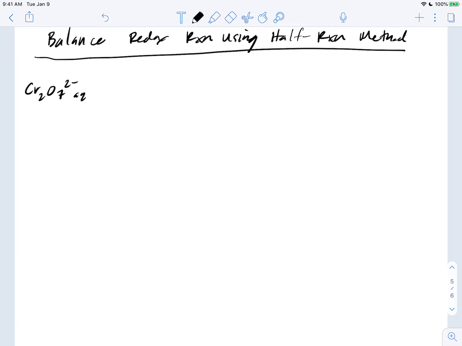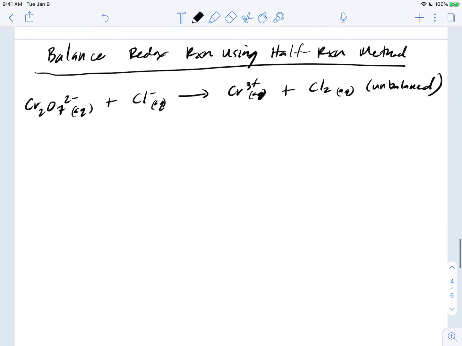Cr2O7 2 minus aqueous plus Cl minus aqueous goes to form chromium 3 plus aqueous plus Cl2 aqueous. So this is unbalanced. And we can see just by looking at the charge, we are balanced for charge because we have a -2 and a -3 on the reactant side and a +3, but not for mass. We see here that we have no oxygens on the product side, and so we're going to have to account for that, but we're going to do it in a very systematic way. What we first need to do is assign oxidation numbers and figure out what's being oxidized and what's being reduced.